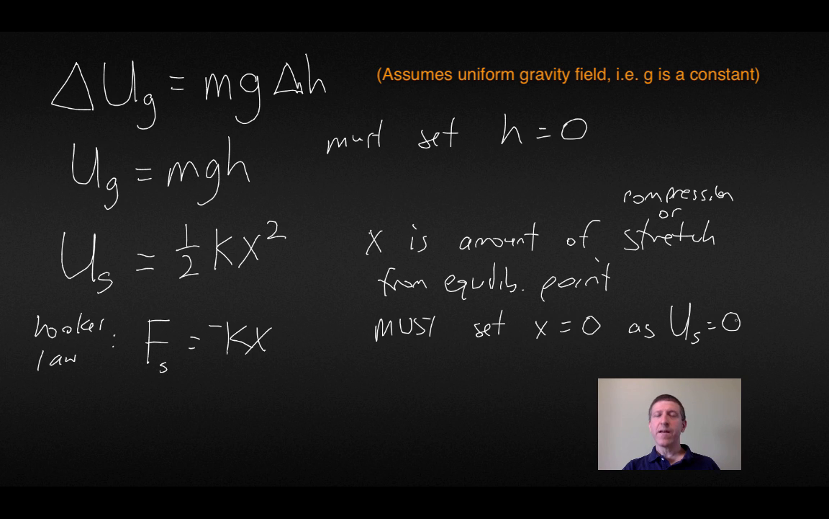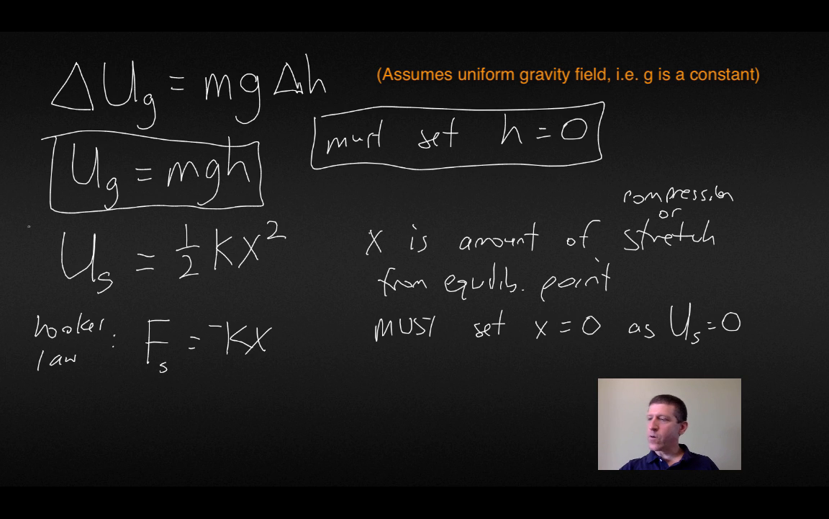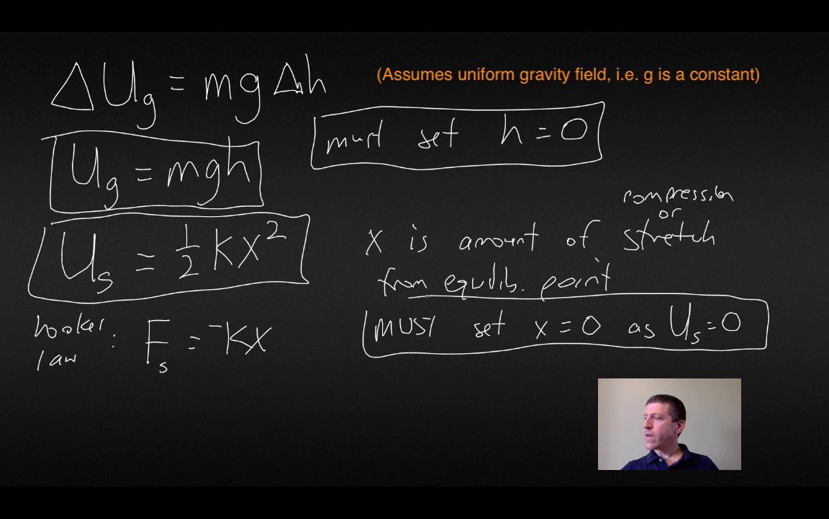You could actually set the potential energy point equal to 0 anywhere in that spring stretch or compression, but then you'd get negative potential energies, which can be very confusing. So let's just go with this, but make sure that you set h equal to 0 somewhere, and make sure that you set x equals 0 as the spring potential energy point.